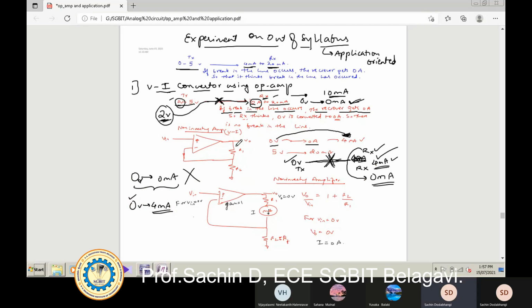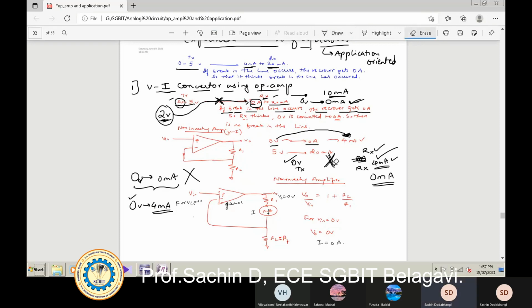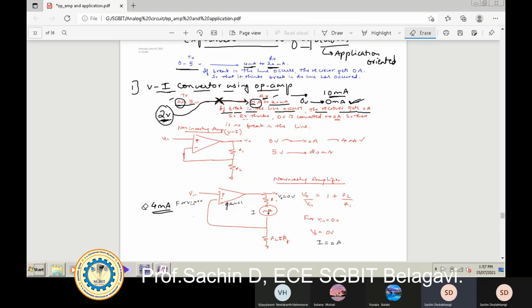So the design, I'll just erase it all. And one more thing, why do we need to convert? You might be thinking, why do we need to convert voltage to current? Can we send a voltage directly from transmitter to receiver? Then the receiver side would need to decode it, for 4 milliampere means how much voltage, again converting current to voltage there. So why do we need to convert this V to I? Can anyone tell me why we need to convert?